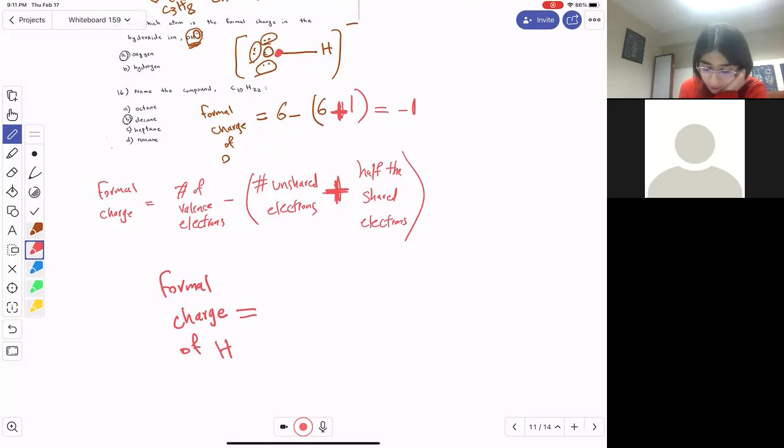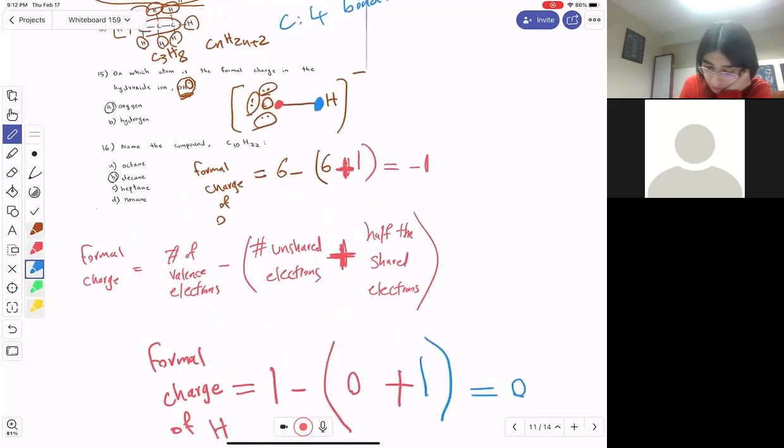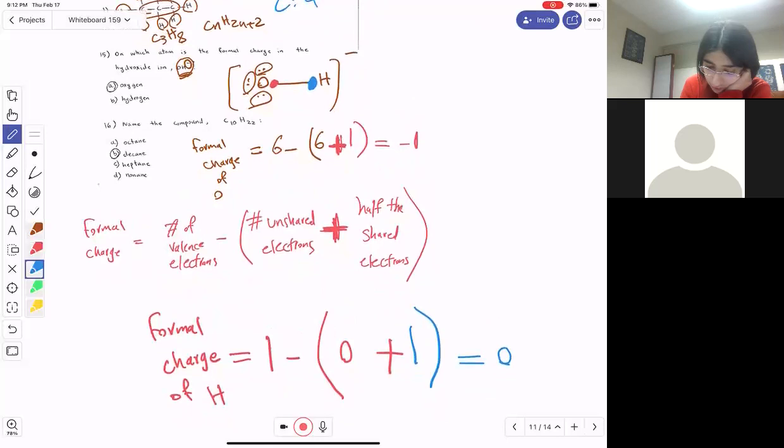The number of valence electrons is 1 minus. It doesn't have any unshared electrons. We don't have any dot around this, right? Plus half the shared electrons would be 0. So on which atom is the formal charge in the hydroxide ion? It would be oxygen, right?